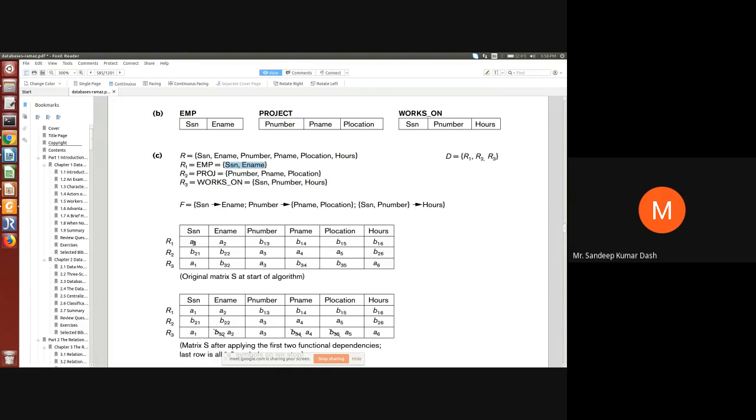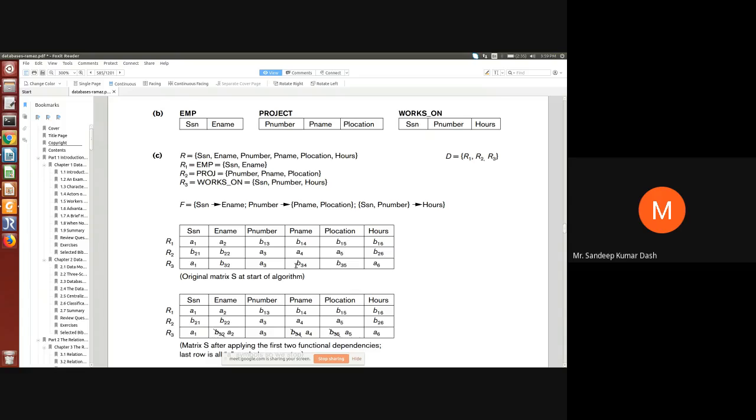Okay, the first row will have A1, A2. This is the first column, so A1 only. This is A2. Rest all will be marked with B, based on column and row number: 1,3, 1,4, 1,5. Similarly in the second row you mark these three A only, because P number, P name, P location are present in the second relation. Rest all will be B. Then in the third relation also, SSN, P number, hours are there. Rest all will be B.